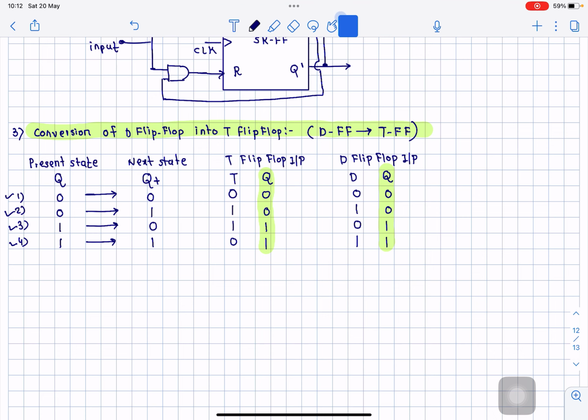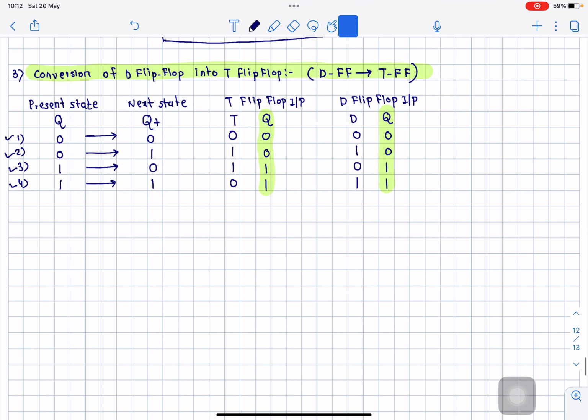Now, the same way, we want to draw the K-map for D in terms of T and Q. So let us draw it. K-map for D input in terms of T and Q. Again, it is a 2 variable K-map, right?